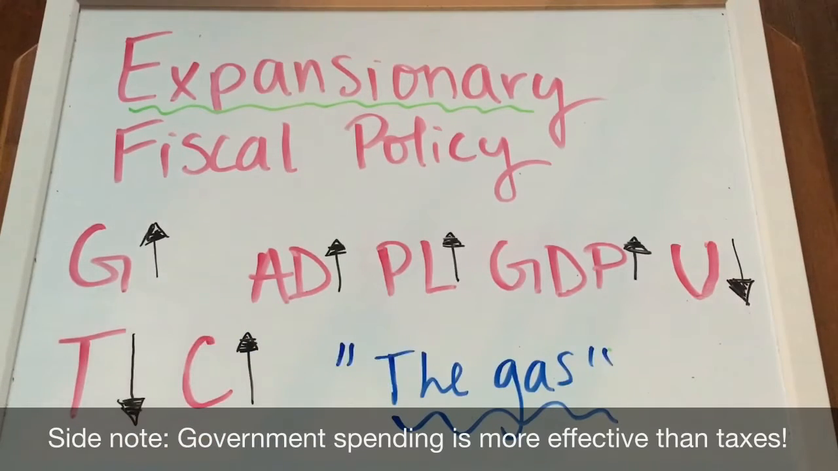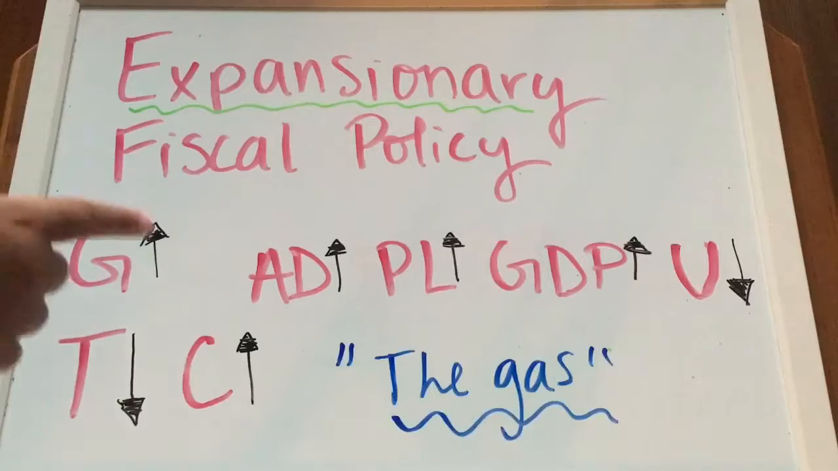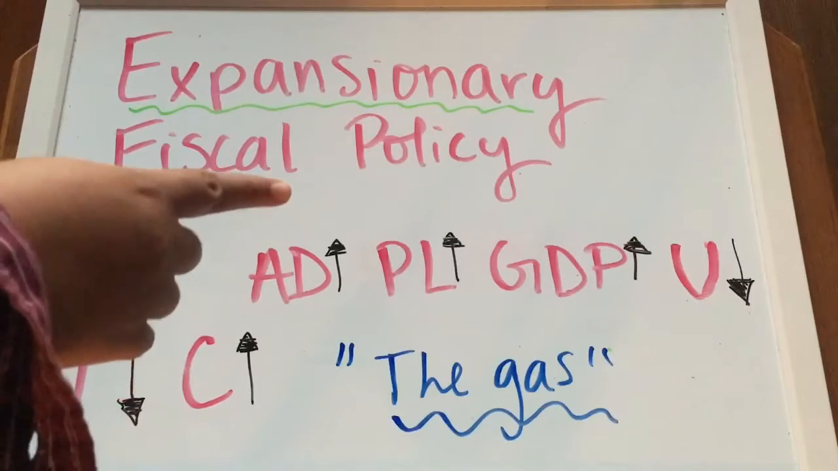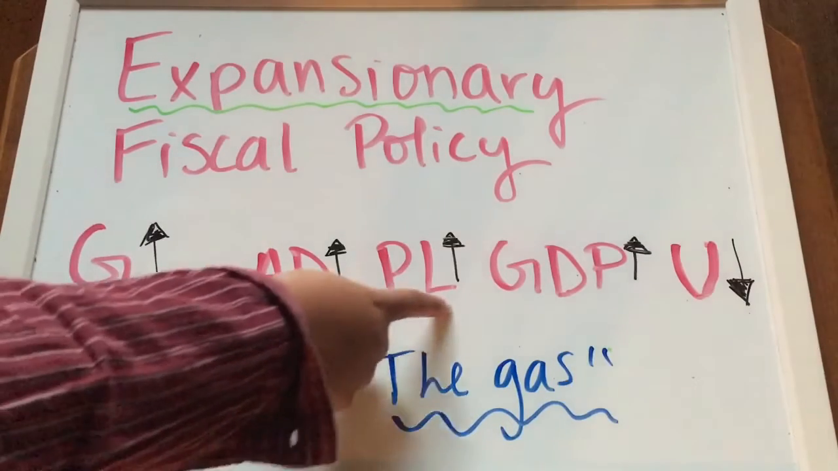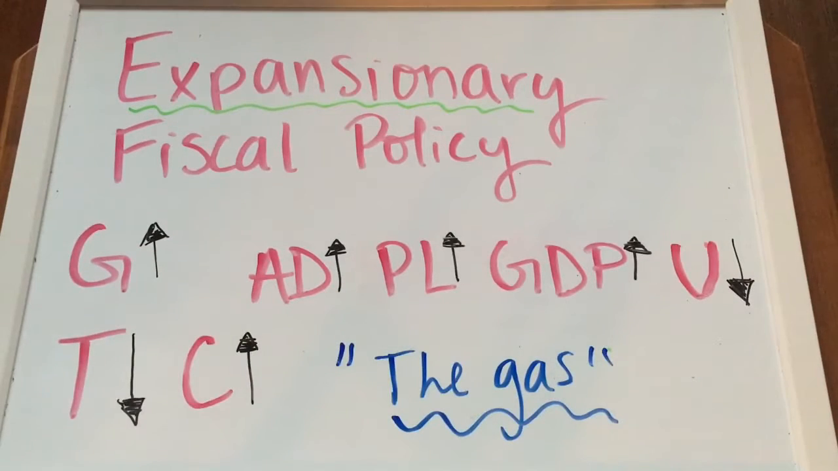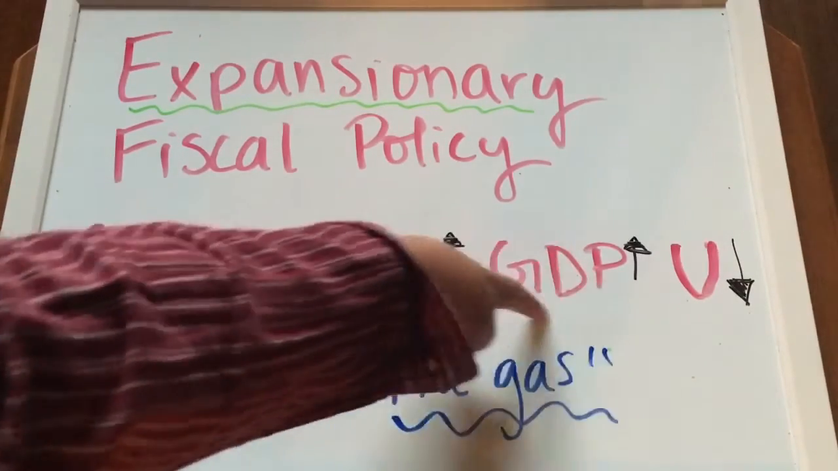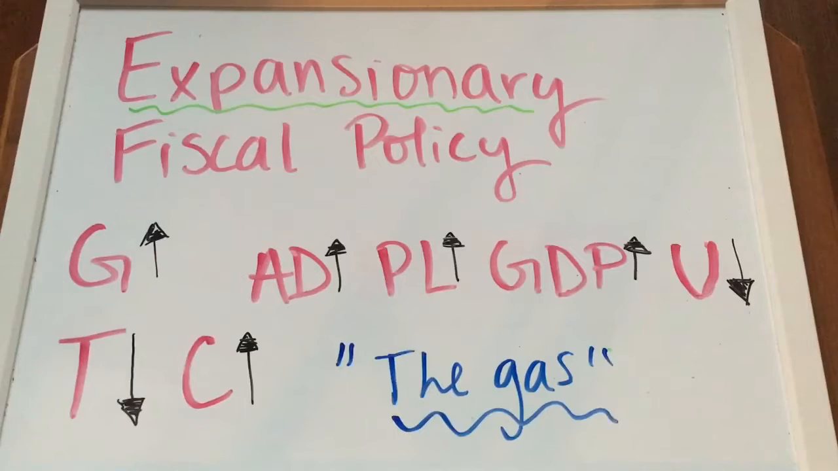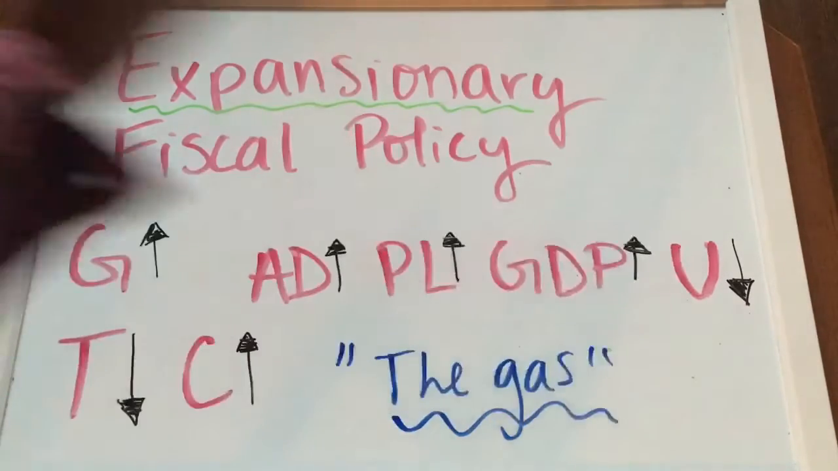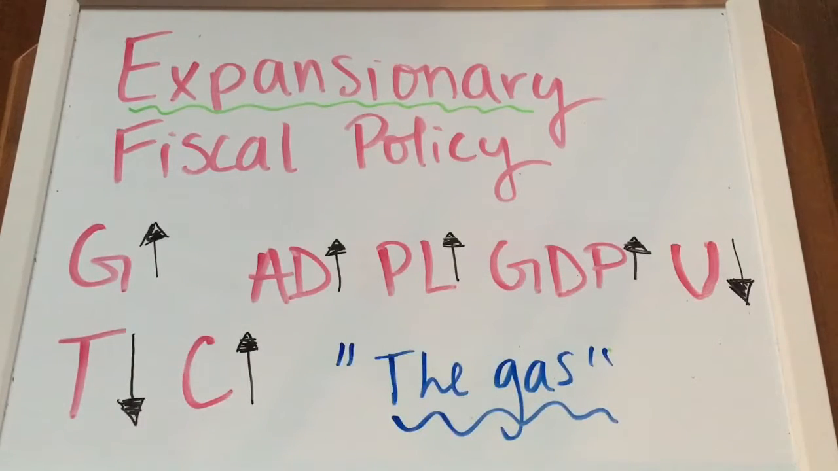So when there is an overall increase in aggregate demand, it will lead to an increase in price level, which is represented right here. After an increase in price level, it will then lead to an increase in GDP, gross domestic product, which is represented right here. After an increase in GDP, it will lead to a decrease in unemployment, which is represented right here. With all this in mind, too much of this policy can lead an economy into inflation, which is where contractionary fiscal policy comes in.